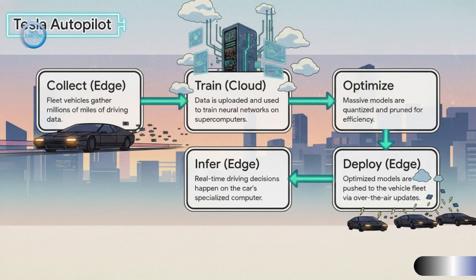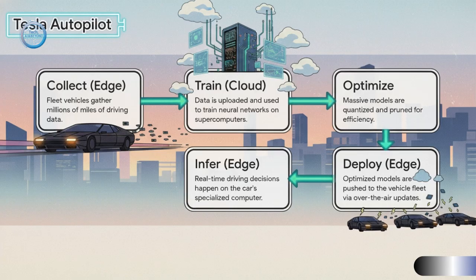Every Tesla on the road is part of this massive data gathering fleet, collecting millions of miles of real-world driving data every single day. That data then gets uploaded to the cloud, where Tesla's engineers feed it into their powerful supercomputing clusters to train those huge neural networks. Next up, optimization. Those giant, super accurate models are put on a diet. They're quantized and pruned to become small and efficient enough to actually run inside a car.